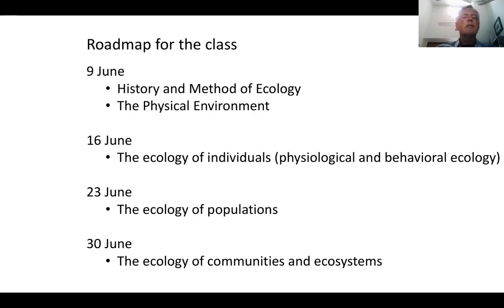The third lecture will then move to a higher level of organization, and that is the level of organization that we call populations, groups of individuals of a particular species. So we will talk about the biology of populations on the 23rd of June, and then in the last lecture, we're going to the highest level of organization, which is the ecology of communities and ecosystems. This is groups of species and groups of species in combination with the physical chemical environment. So that's all of what ecology really is.